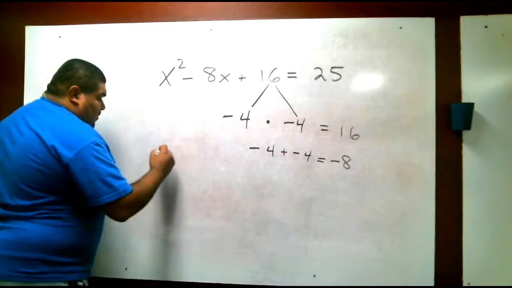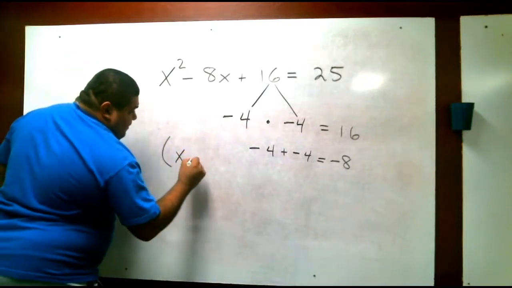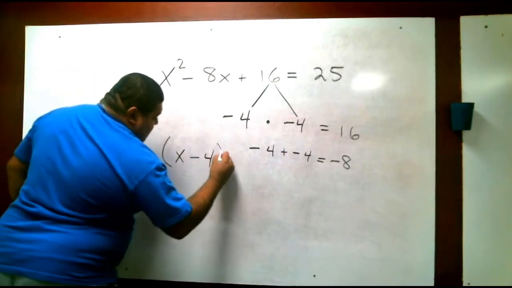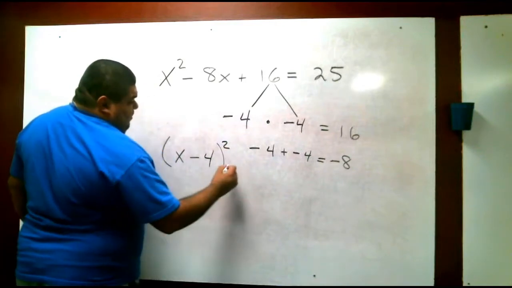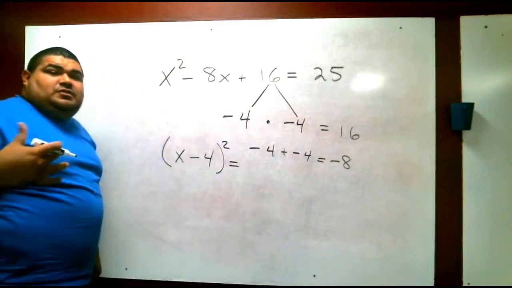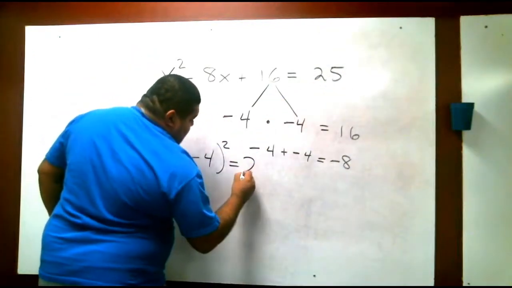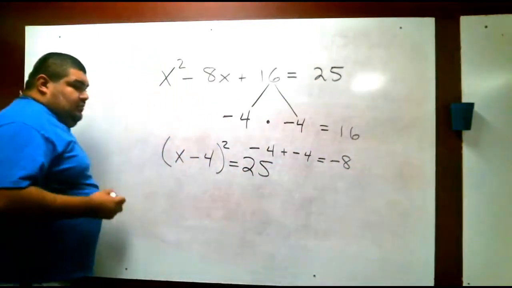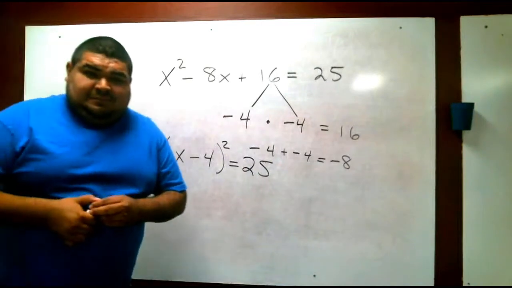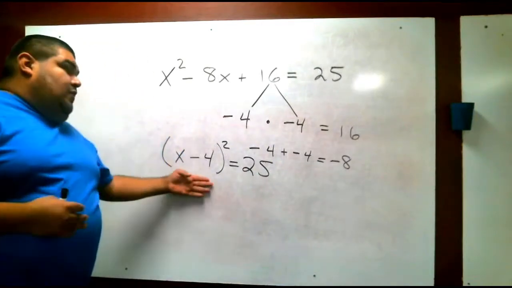If you guys remember, we had x minus 4 squared equals 0. But this time we're actually going to put the number, which is 25. That's as far as we got last class. Today we're actually going to solve this problem.